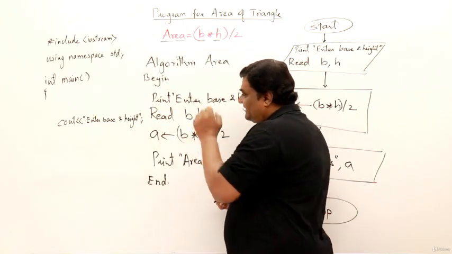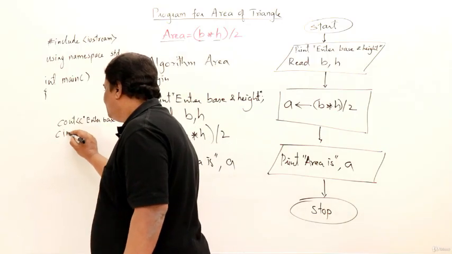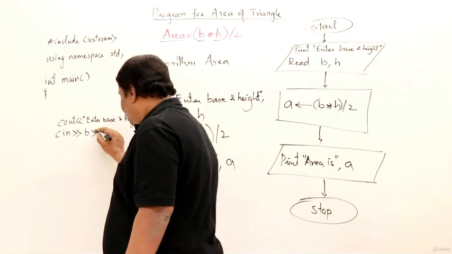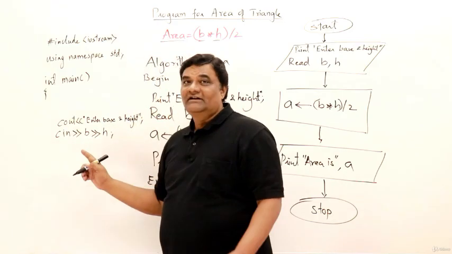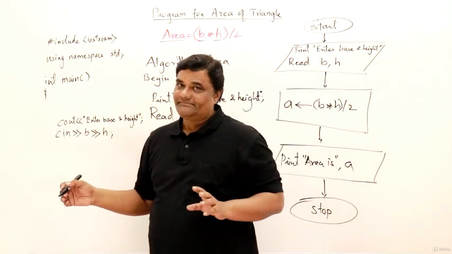Then read B and H. So for reading, cin is there. So I should write cin, that is extraction operator, B. Then for another variable, again write the operator. So we cannot write a comma. Don't get confused here. As many variables as you are reading, you should write all of them with the extraction operator.